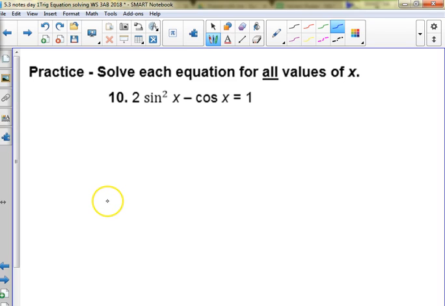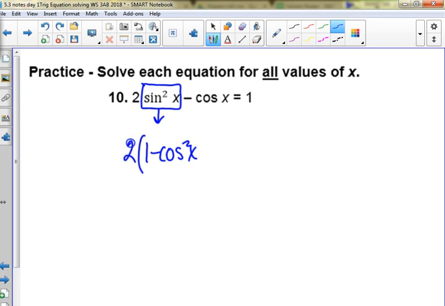I didn't put one of these on this first quiz, but eventually you will see a question like this where you have to trade. Can I trade a plain cosine for something with a sine? No, but can I trade a sine squared? A sine squared could become what? 1 minus cosine squared.